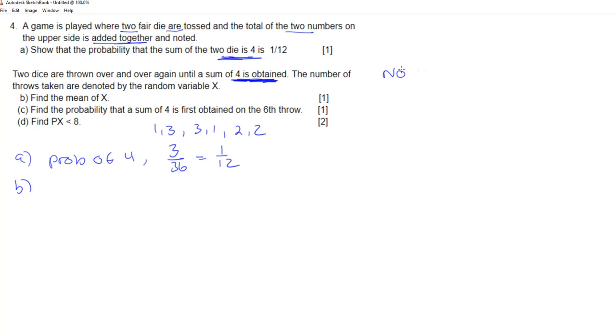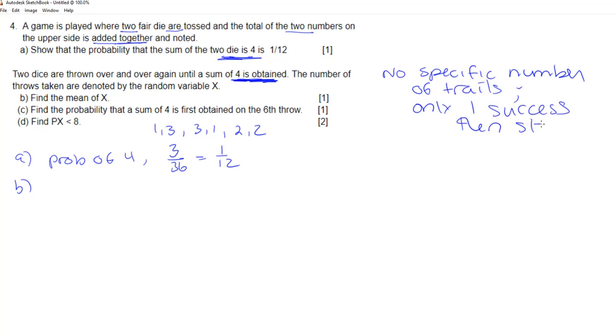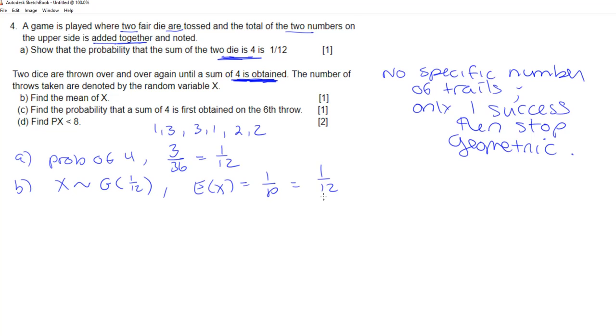That says in part 2 that we're throwing it over and over again, and we want to stop when we get the sum of 4. So that means it's going to be geometric. And if it's geometric and they want to know the expected value, all I've got to do is take the reciprocal of p. The expected value of a geometric distribution is 1 over p, so 1 over 1/12 is going to equal 12.